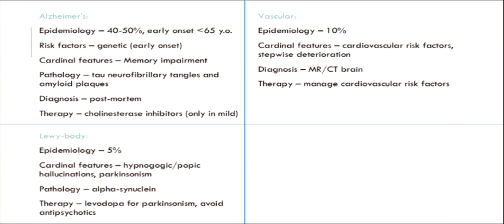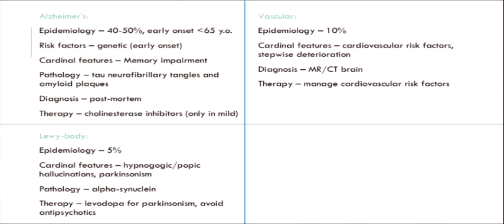And then Lewy body dementia is another one. The cardinal features of this, so it's 5%, are the hallucinations and then Parkinsonian features. It's the same pathophysiological mechanism that causes Lewy body dementia, just in a different part of the brain, that also causes Parkinson's, okay? It's just that one happens in the substantia nigra. This one happens more in the cortex and diffusely throughout the brain, okay?